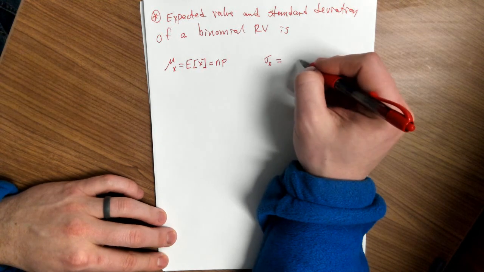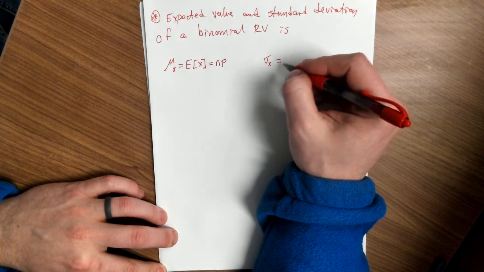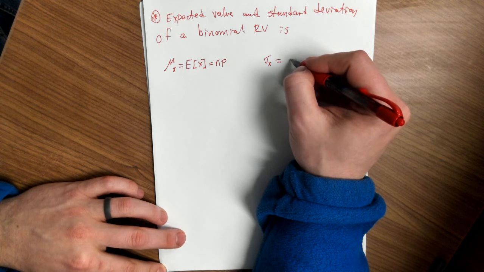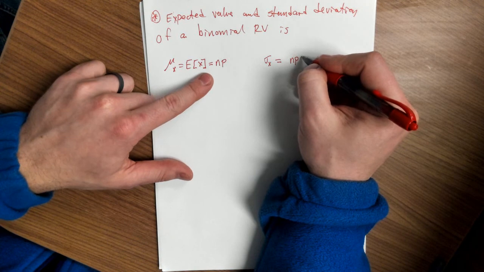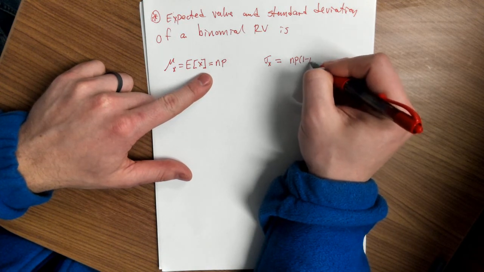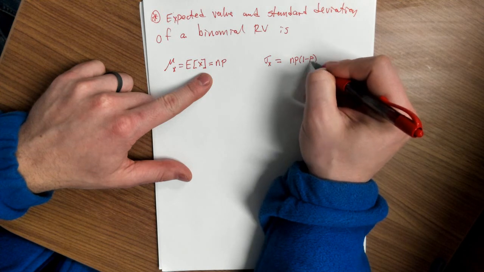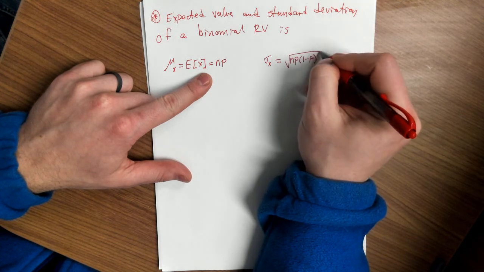That's equal to, now watch me for a second, it's similar to this one, it's just we have a couple things added. So we have this n times p, so it's the same thing so far. But remember, p is the success, but now we want to multiply the probability of a failure, 1 minus p, and then square root all that.